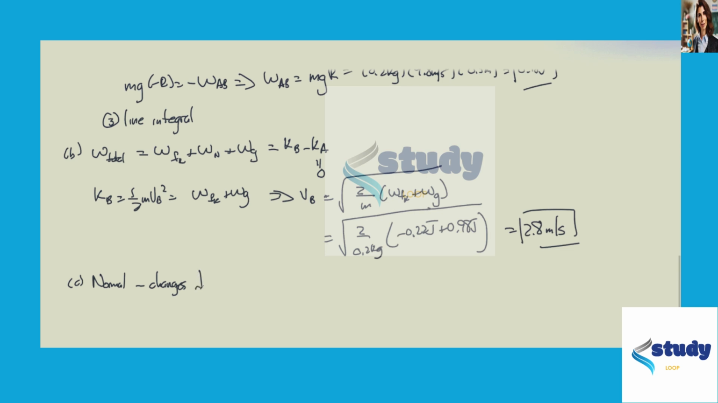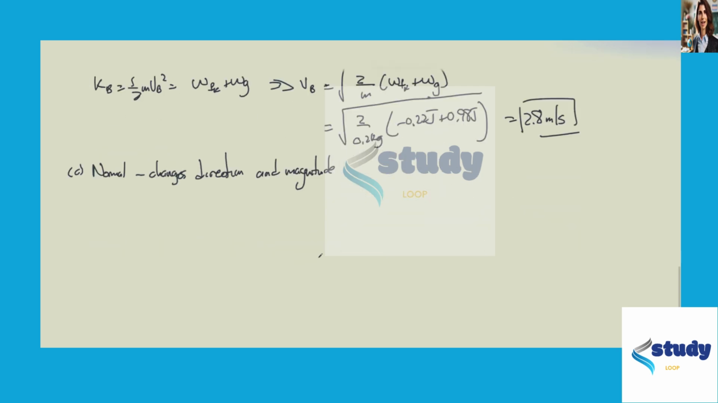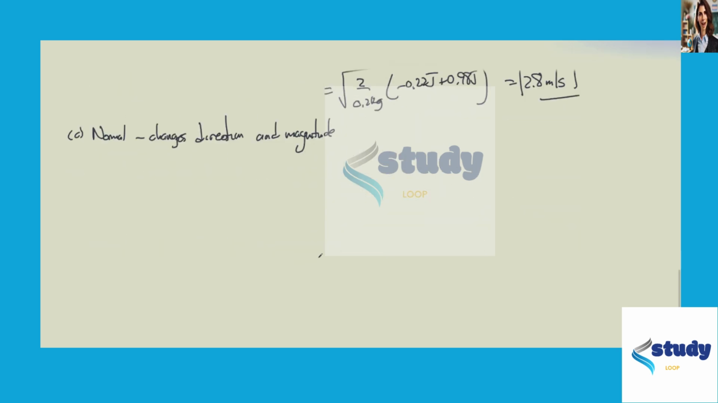So certainly changes direction, but what's really more important than that is the magnitude. What type of motion is this object undergoing? Circular motion. So let me draw a point here. Here's the normal force. Here's the gravity.